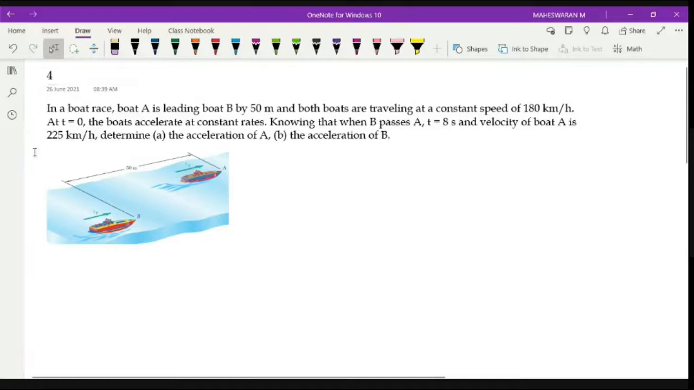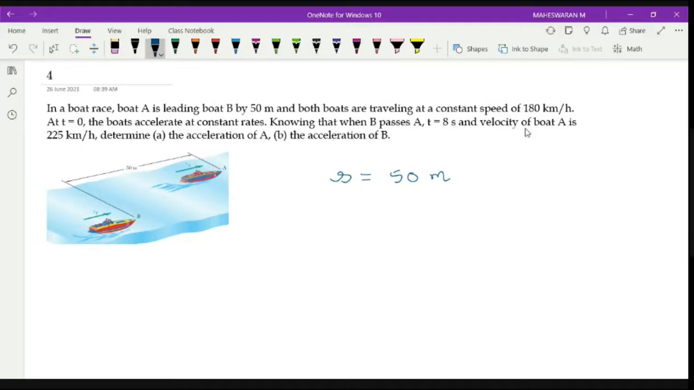The velocity of boat A is given, which is around 225 kilometers per hour. They're asking for the acceleration of boat A and boat B. This is your data. What is available? They have given the value of S. S is the distance, so the distance is 50 meters.